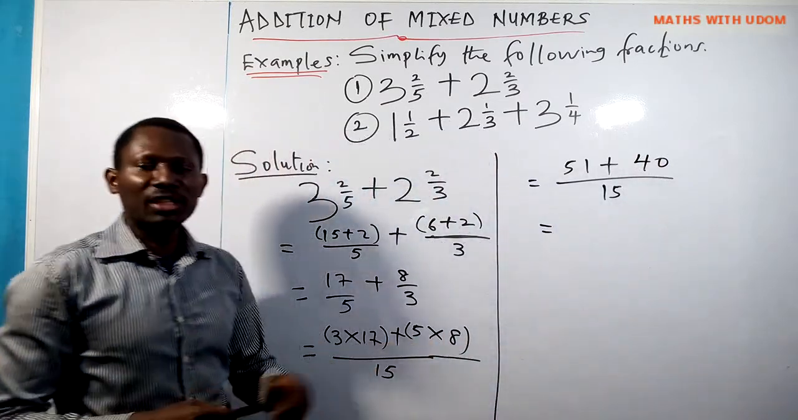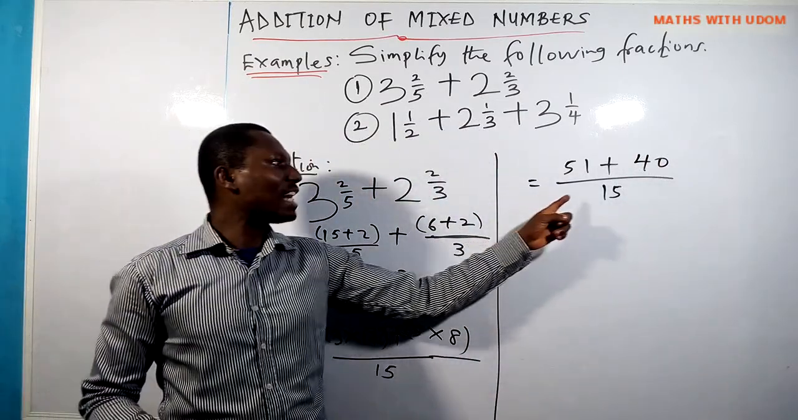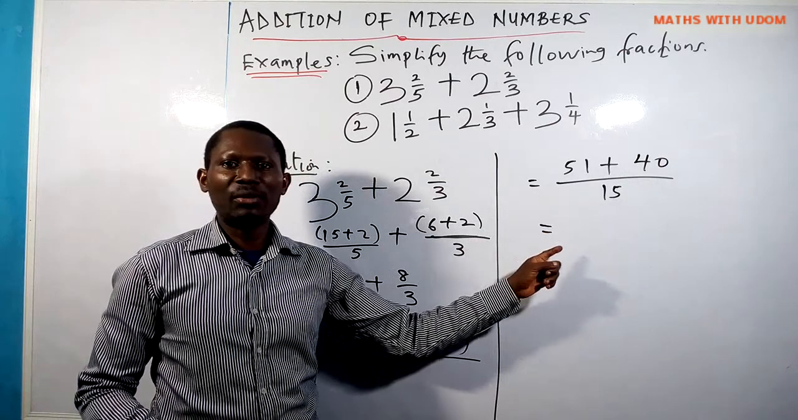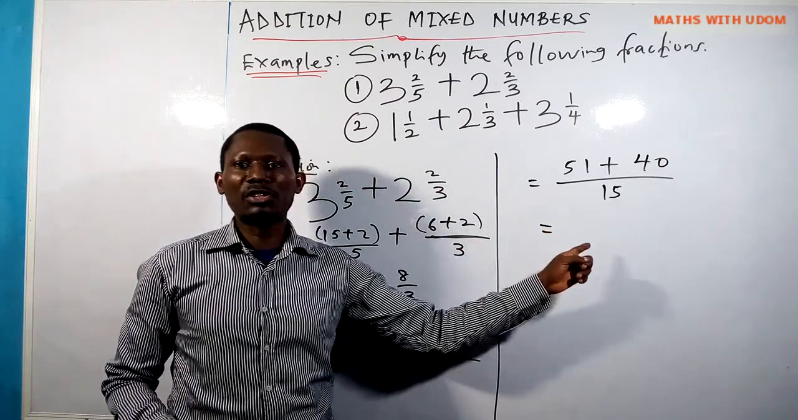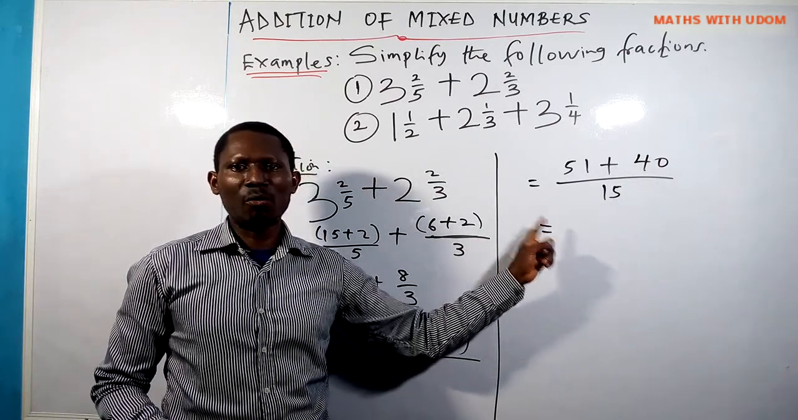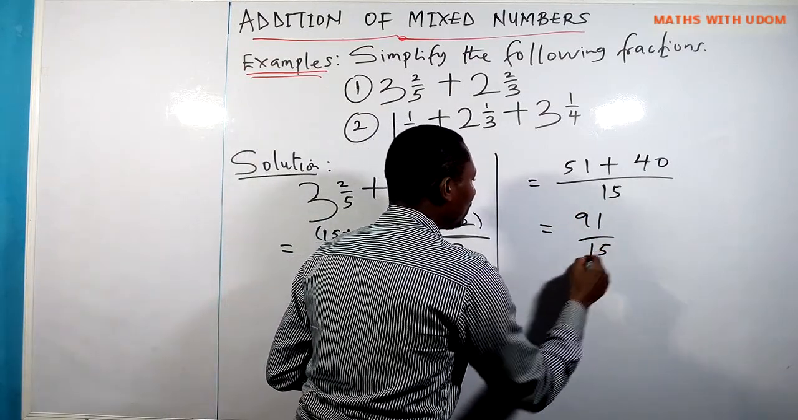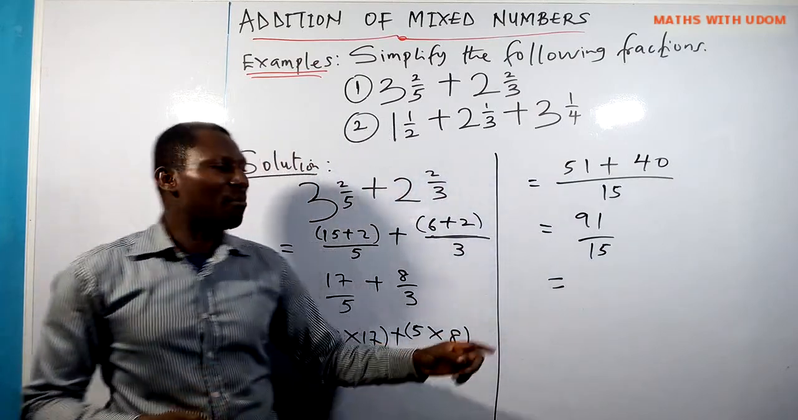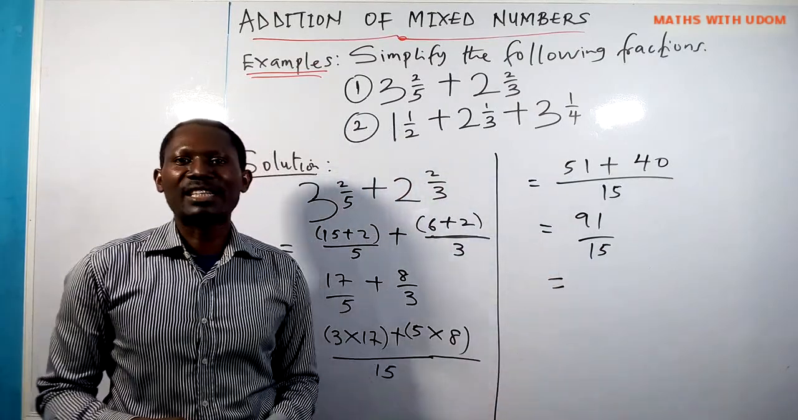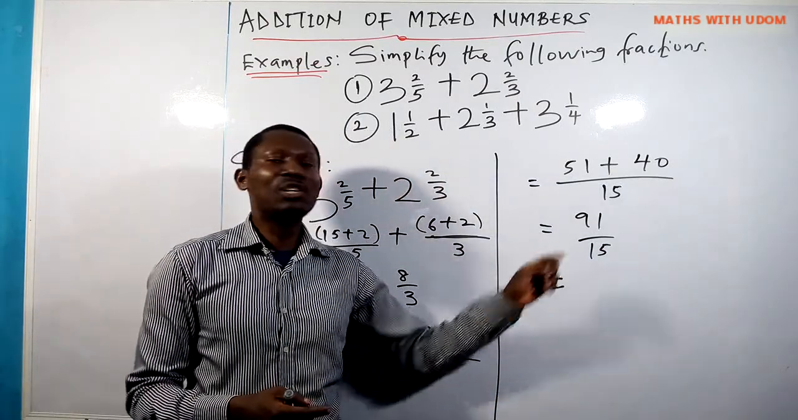Okay? So the next thing we are going to do is that we are going to add the numerators together. So what is 51 plus 40? We get 91. So we have 91 divided by 15. And lastly, how many 15 can go in 91? That is, how many times can 15 go in 91?